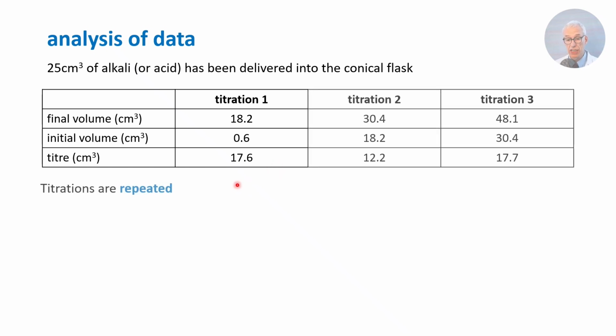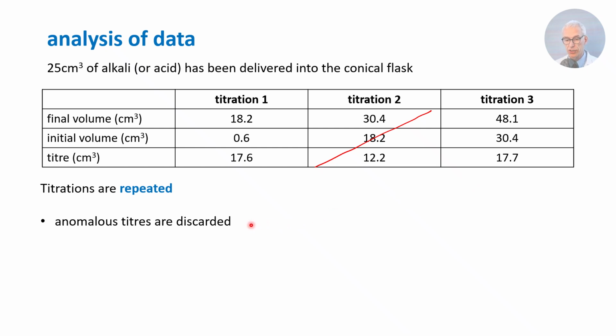But to increase accuracy, titrations are repeated. So we do titration number 2. Starting with 18.2, we ran in acid to achieve 30.4 and a volume delivered of 12.2. And then titration number 3, starting at 30.4, finishing at 48.1, we've delivered 17.7 centimeters cubed. Now, you will realize, of course, that we are going to discard the anomalous results. Titration 2 does not fit the pattern of titration 1 and titration 3, so we discard titration 2.